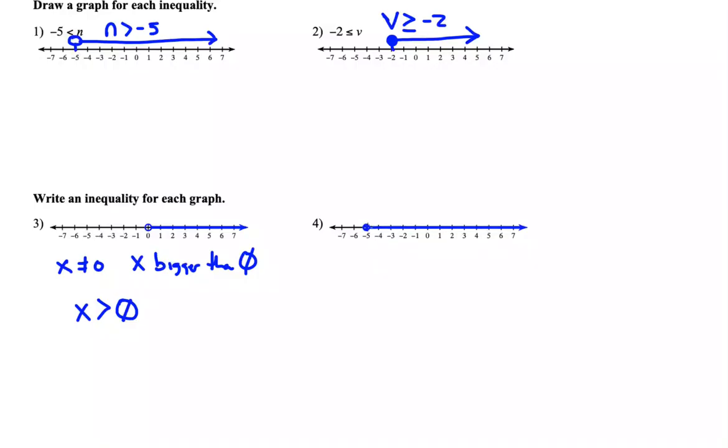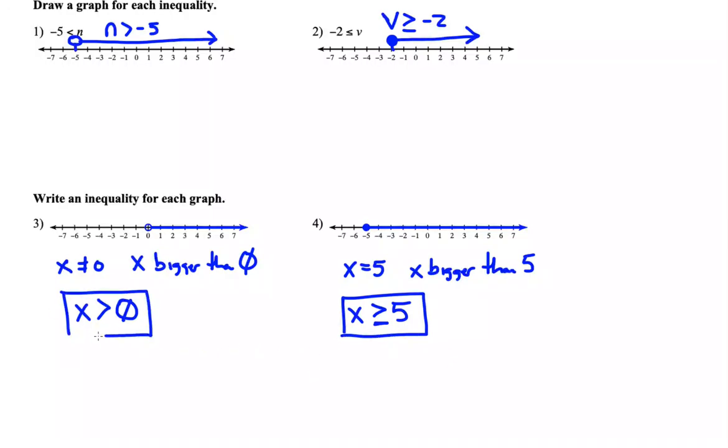For this one here, we know that x does equal 5 because this solution is right here. And x is bigger than 5. So I put those two things together. X is greater than 5, and it's equal. So putting that together, we have x is greater than or equal to 5. Just like over here, we had x is greater than, but not equal to, 0.